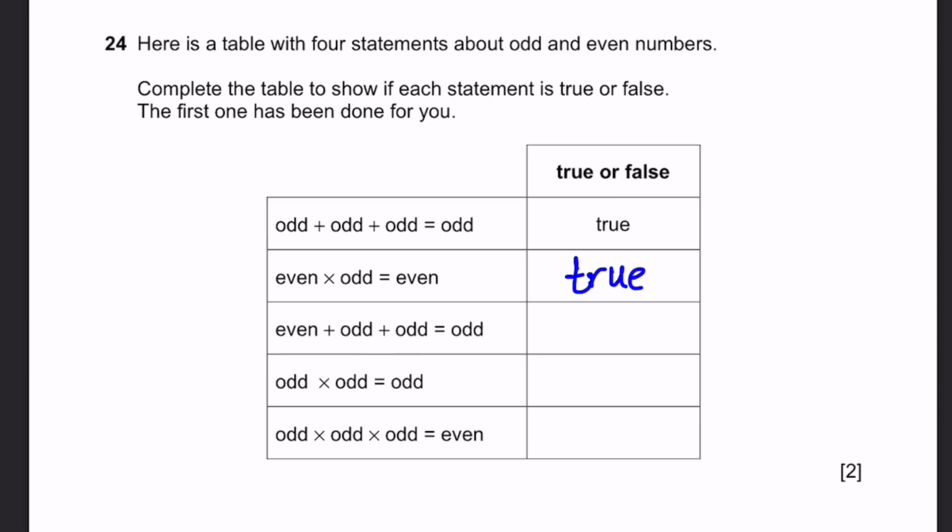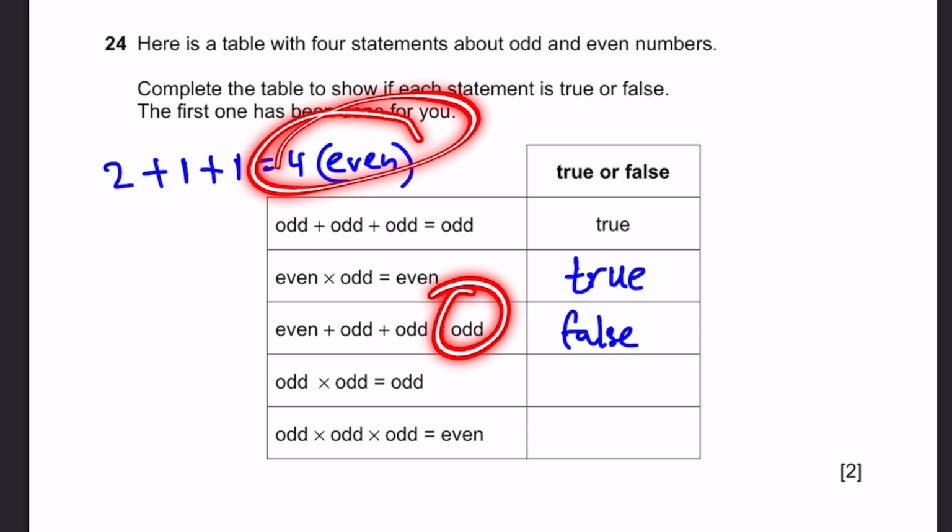Even plus odd equals odd. So let's take the even number 2 and the odd number 1. So 2 plus 1 plus 1 is equal to 4, which is even. And therefore this is false. It's given as odd over here, but we actually get an even number.